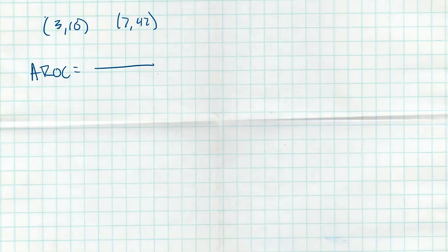All right, so how do I find that average rate of change between these points 3, 10 and 7, 42? Well, it's so simple. To find that average rate of change, we're simply going to subtract our y's on top, 42 minus 10, subtract our x's on the bottom, 7 minus 3. So we get 32 over 4, and 32 over 4 is 8. So our average rate of change is 8.